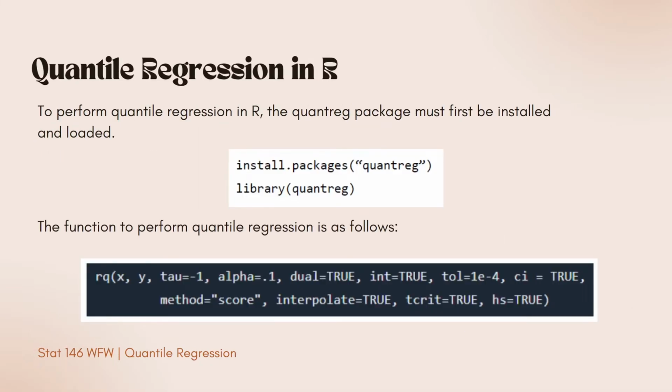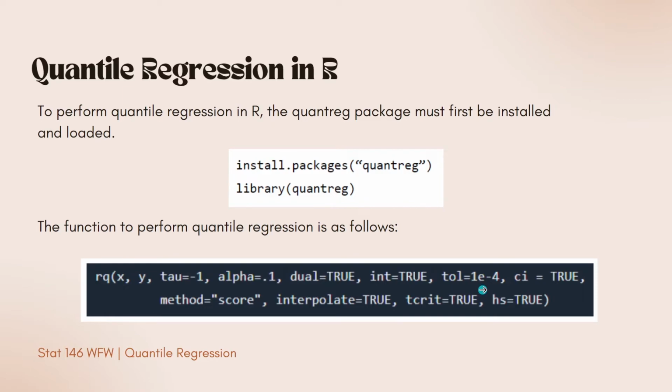Lastly, we talk about quantile regression in R. So to perform quantile regression in R, the quantreg package must first be installed and loaded. So ito yung mga code, pag-install and then pag-load. And then the function to perform quantile regression is as follows. So rq, and then ito yung mga possible arguments.